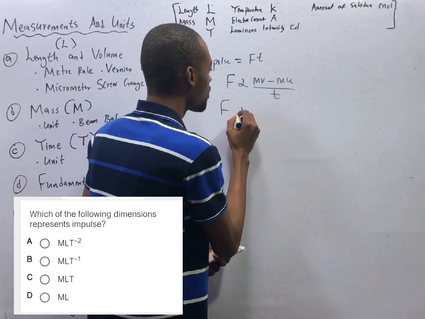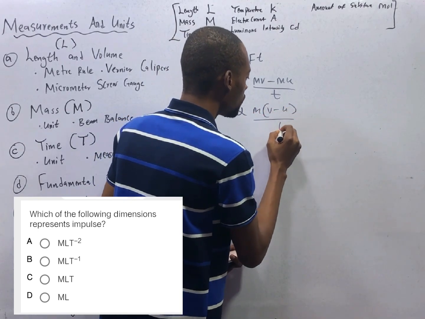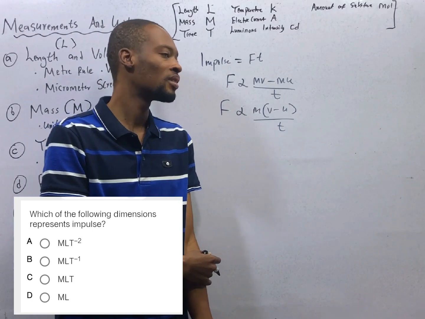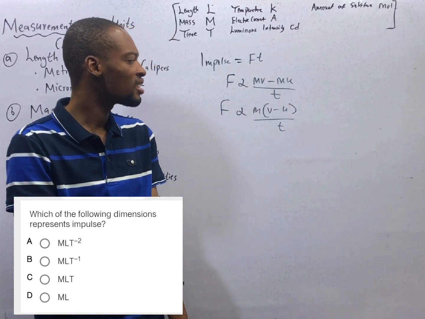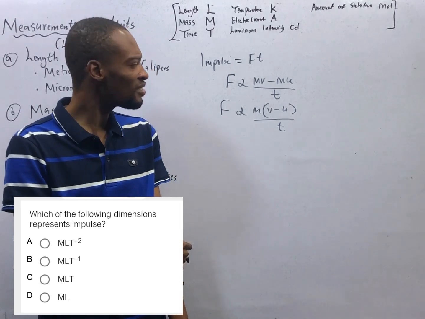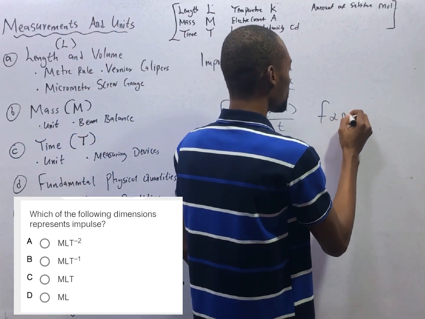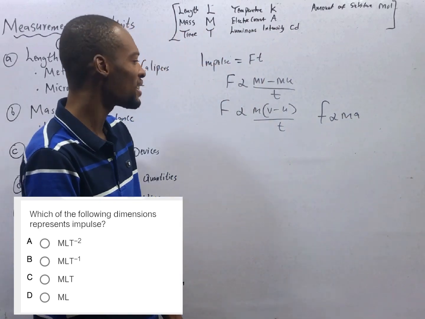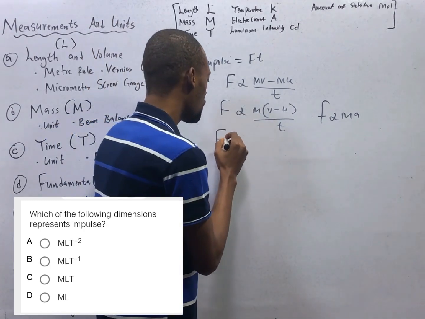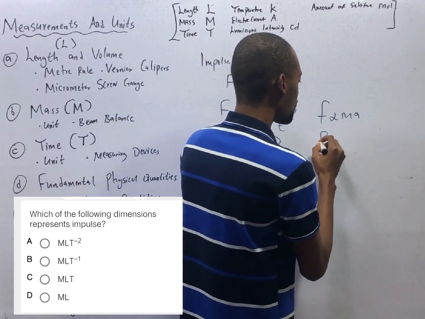We say force is m(v minus u) over time. Now, what is final velocity minus initial velocity over time? Or what is change in velocity over time? Change in velocity over time is acceleration, which means force is proportional to ma. And in this thing, we are taking the constant to be 1. So equals k, k is 1. From here, force is equals m(v minus u) over t, and force is equals ma.